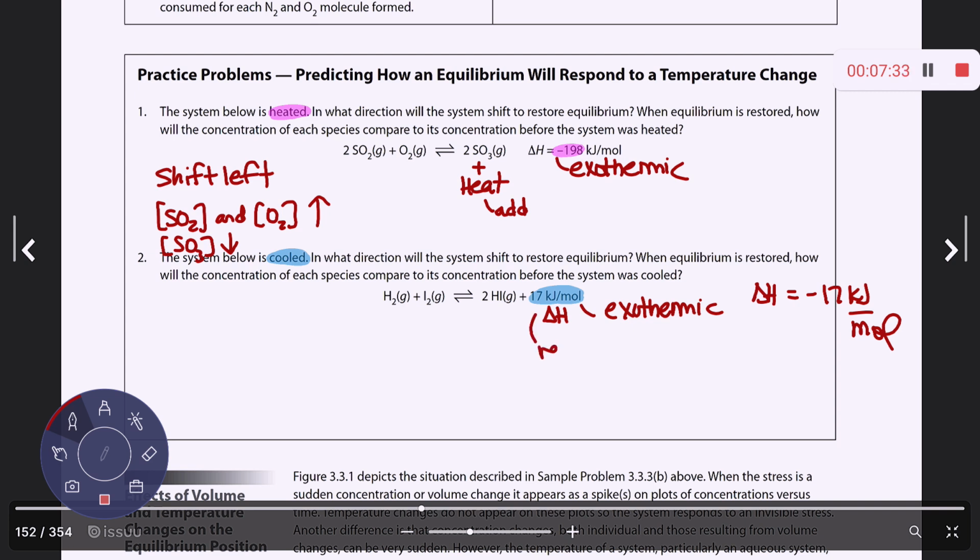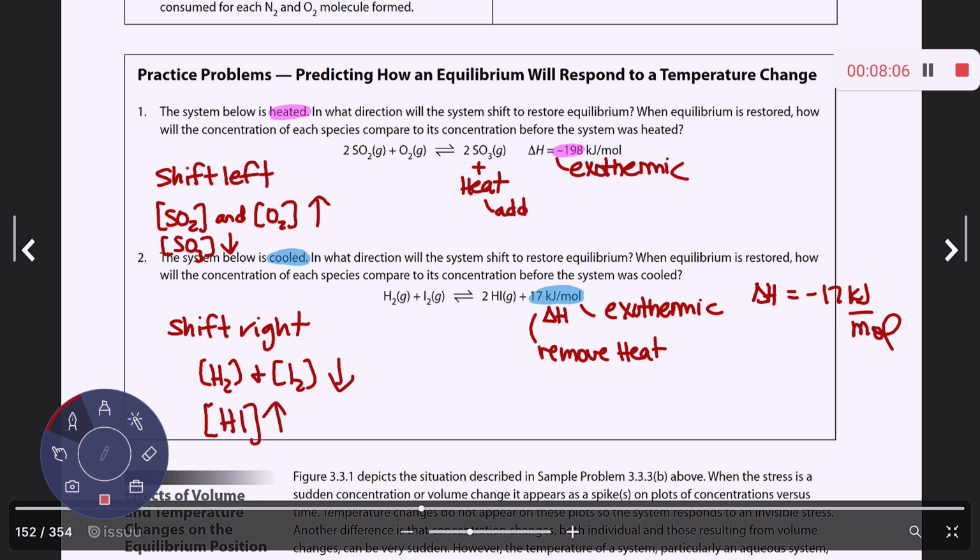If I'm cooling it, that means I'm going to remove some heat, which is on the product side. I need to restore some of that lost heat, and I will do that by shifting in its direction. So shift to the right. When you shift to the right, you will convert some potential energy, which is stored in the bonds of the reactants, into kinetic energy, which will bring the heat up because everything will be moving more. And then the concentration of H2 and the concentration of I2 will take a dive. The concentration of HI will increase.